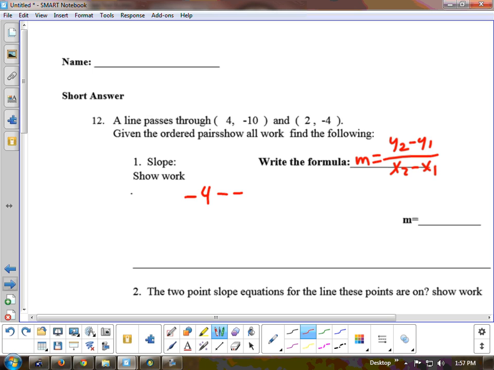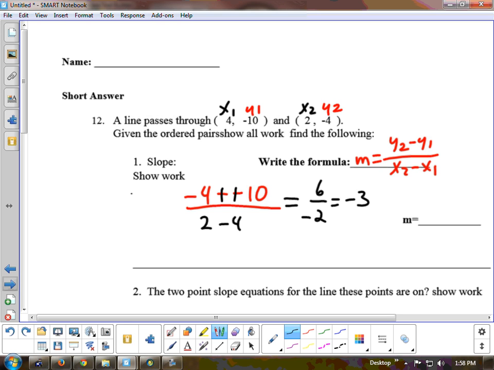We're going to do the math. Negative 4 minus a negative 10. So this is my y2, this is my y1. And conversely, this is my x2 and my x1. So 2 minus 4. Now I've got to make sure I'm careful with my math here. I get 6 over negative 2, which is negative 3. So my slope is negative 3. Be careful.